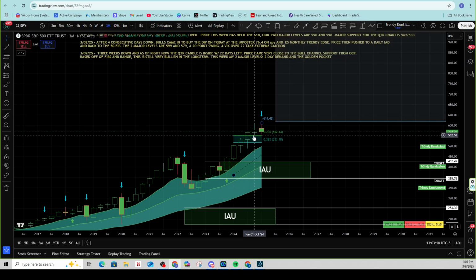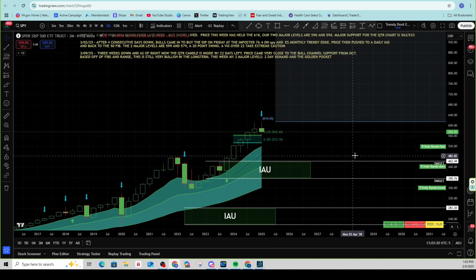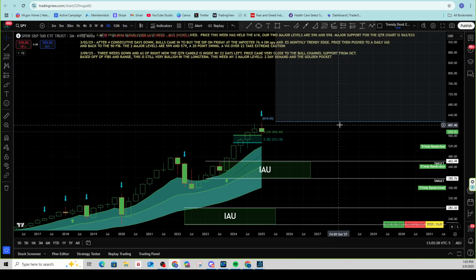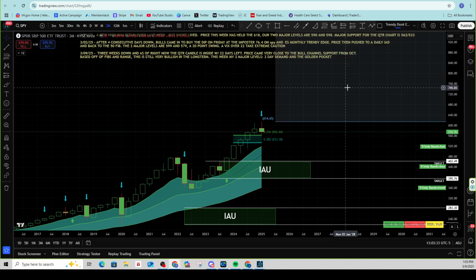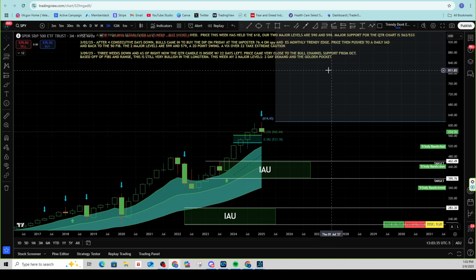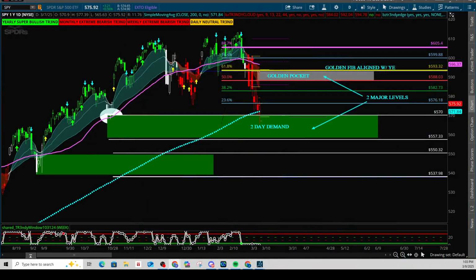We are still hanging above the bull channel, which is between 562.5 and 533. This week, my two major levels come off of the 2-day demand and the golden pocket. Let me go ahead and show you what that looks like.